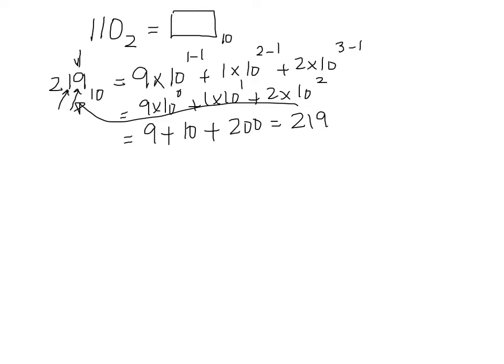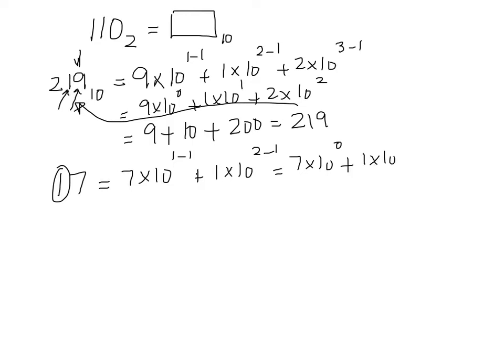Give you another example. Let's say 17. I can write 17 as 7 times 10 exponent 1 minus 1, since this is the first position, plus 1 times 10 exponent 2 minus 1, since this 2 is position 2. So 7 times 10 exponent 0, plus 1 times 10 exponent 1. 10 exponent 0 is 1, so 7 times 1 is 7, plus 10 exponent 1 is 10, 10 times 1 is 10, which is 17.